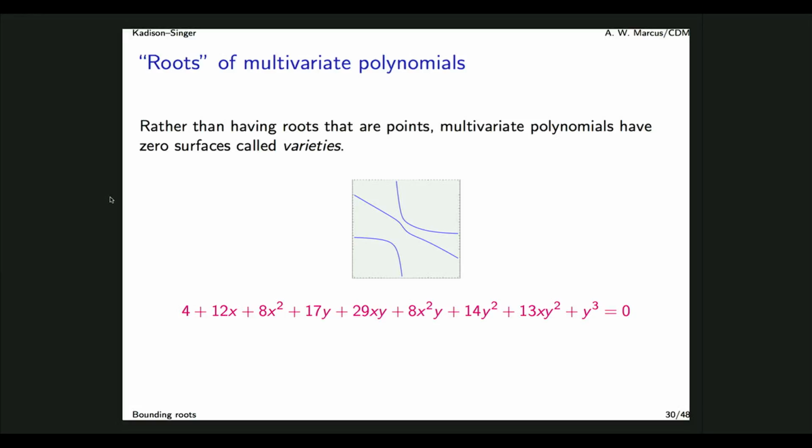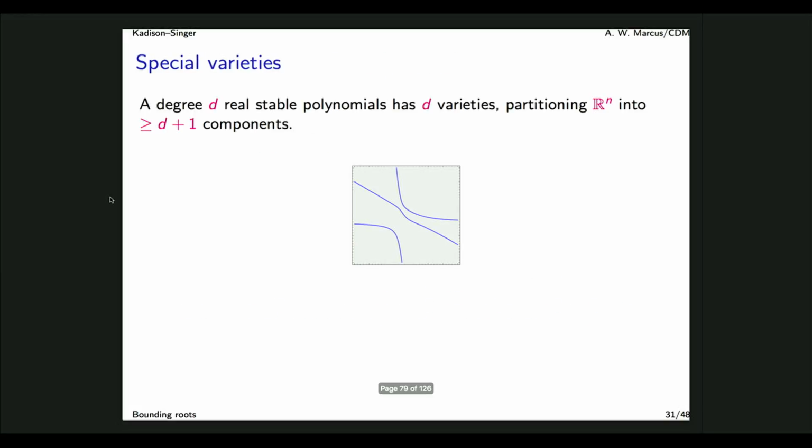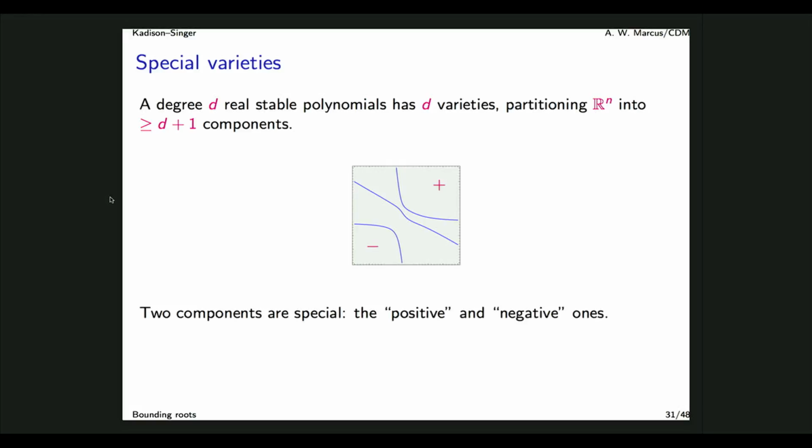So rather than having roots that are points, multivariate polynomials have zero surfaces called varieties, right? So this is a bivariate polynomial, and this is the collection of points on which it's 0. And a degree D real stable polynomial has D varieties, and they partition Rn into D plus 1 components. So here this is partitioning it into 1, 2, 3, 4 components. And there are two components that are special, turns out. There's a positive one and a negative one.